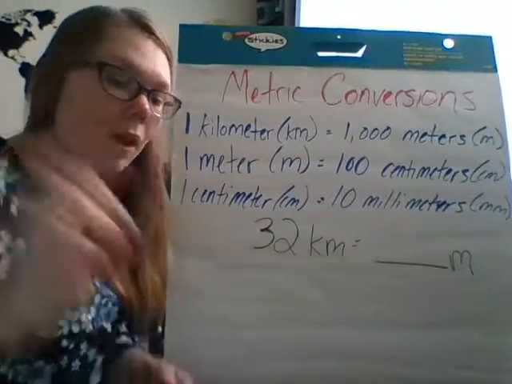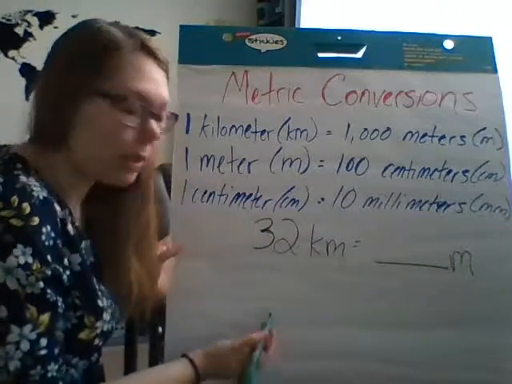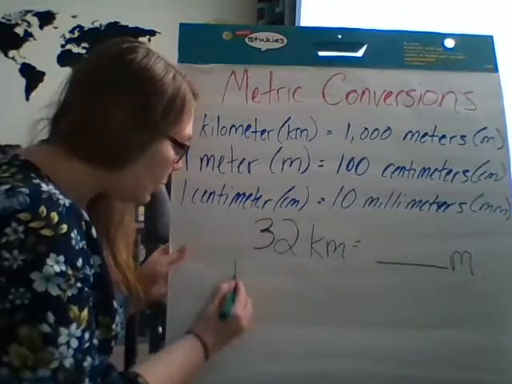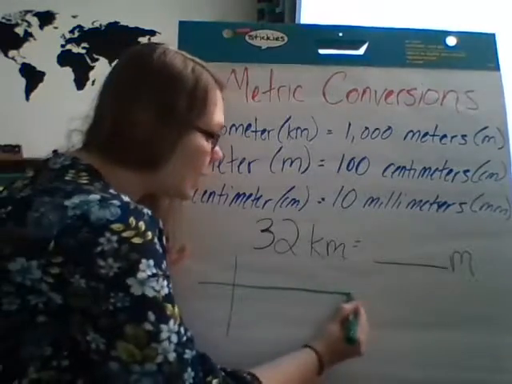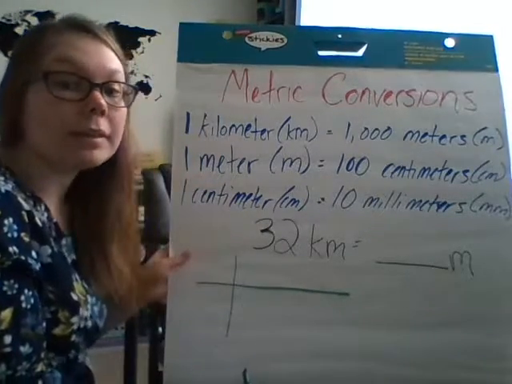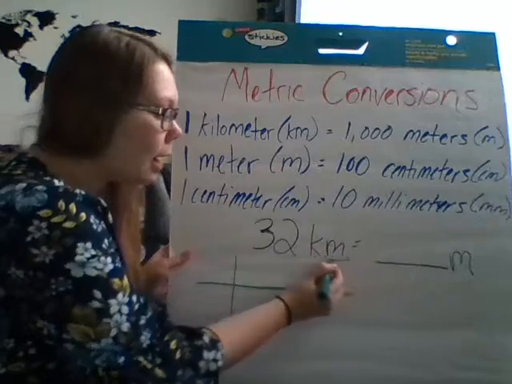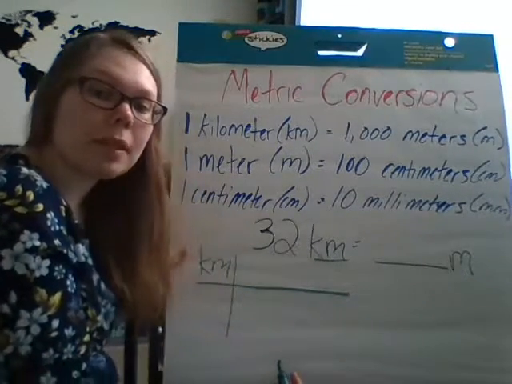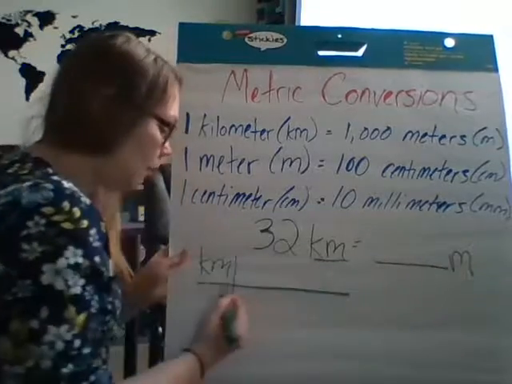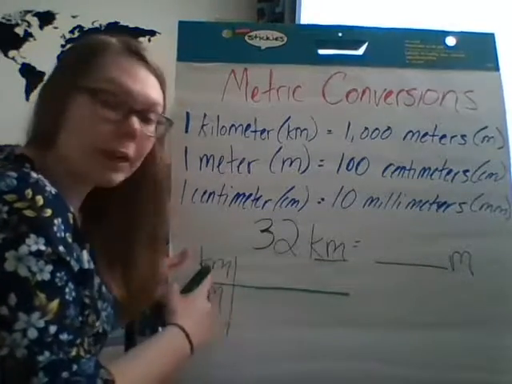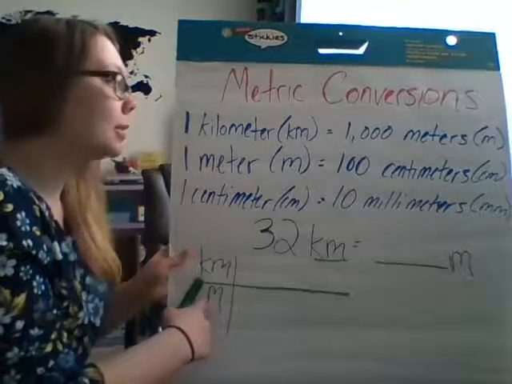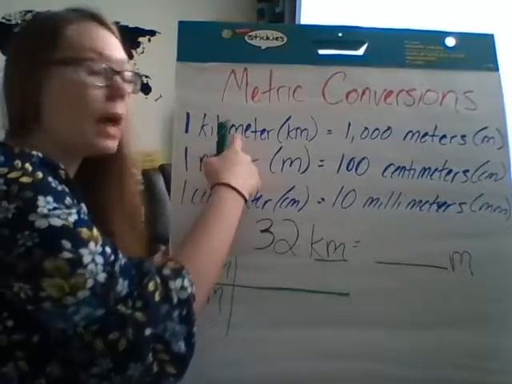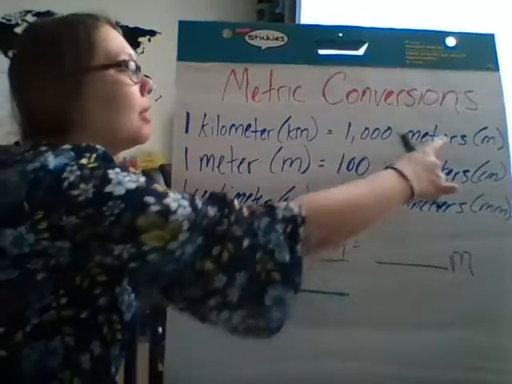So in our example, we have 32 kilometers equals blank meters. So here's what we do to solve these type of problems. First, you need a ratio table. This is going to help you figure out your decimal magic. So we have kilometers, and we want to put this number into meters. So that's what we're going to put in our ratio table, kilometers to meters. That's where this equation comes into play. 1 kilometer equals 1,000 meters.